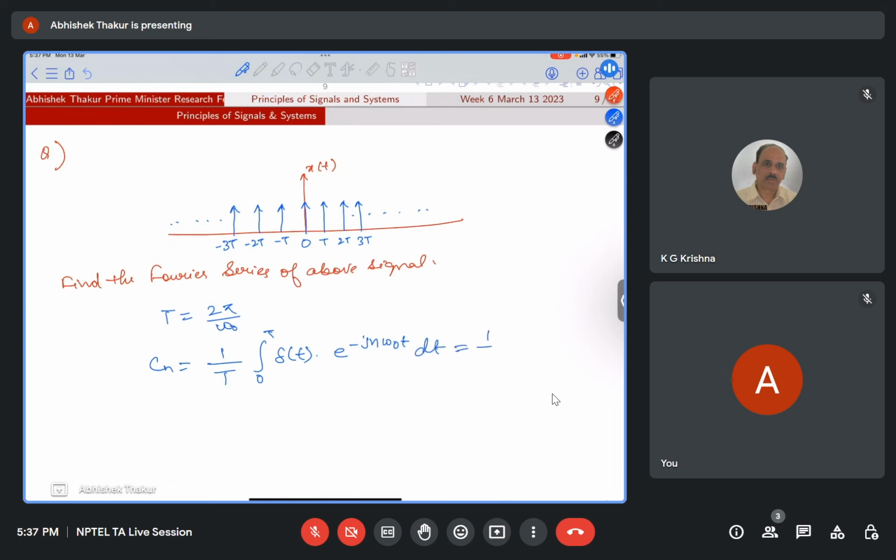So that will be equal to 1 by t, and this del t will be 1 only at t equal to 0. So for other values of t, we only have to integrate at t equal to 0. So at here t is equal to 0, so this will be 1. So it will be 1 by t into t. Sorry, the integration of del t is equal to 1. So it will be 1 by t, because this integration will be 1.